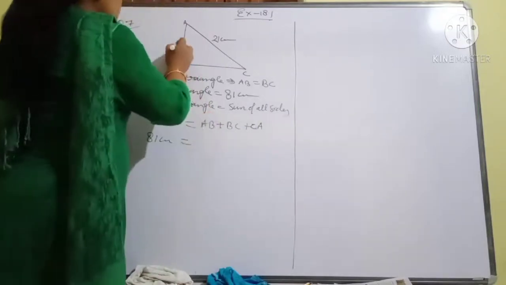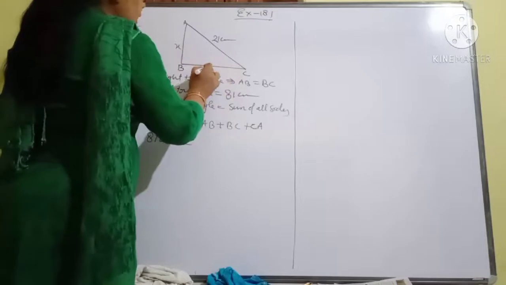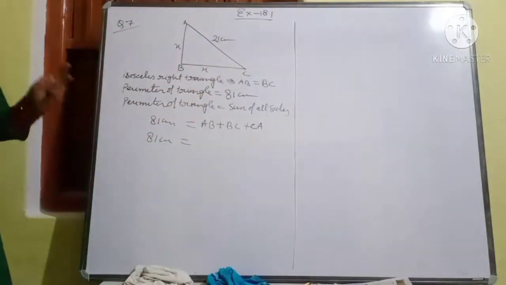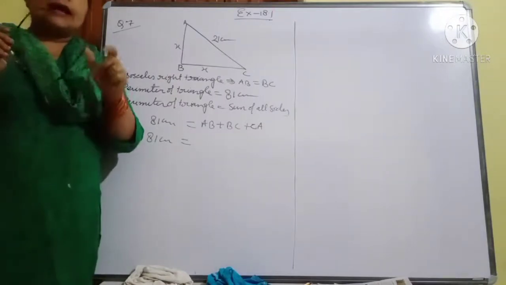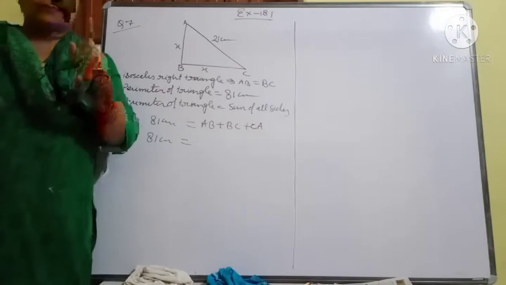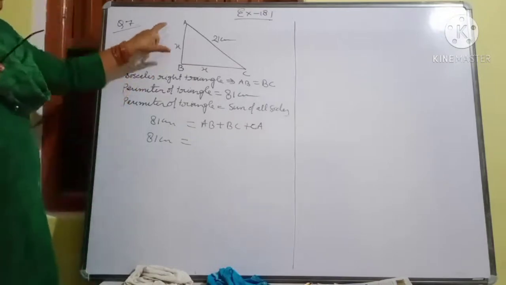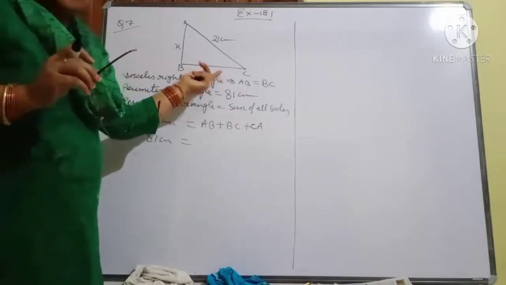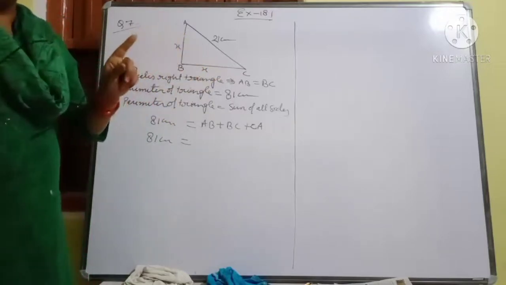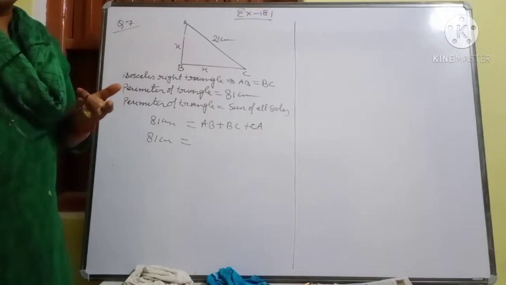Suppose this is X, and BC will also be equal to X because it is an isosceles right angle triangle. In an isosceles right angle triangle, other than the hypotenuse, the rest of the sides will be equal. So AB and BC will be equal. Isosceles means two sides will be equal. Hypotenuse cannot be equal because it is the longest side of the right angle triangle.